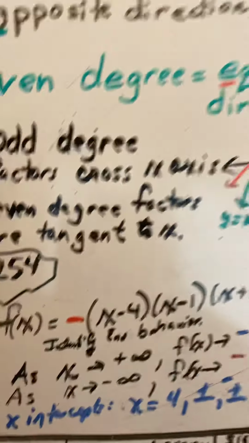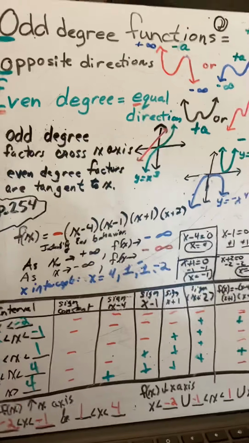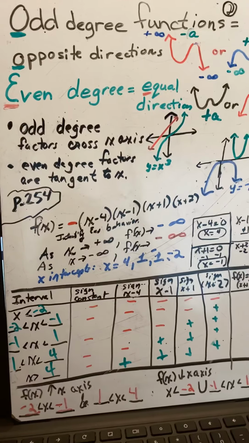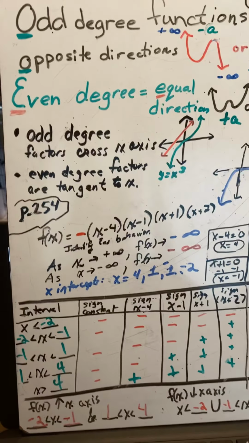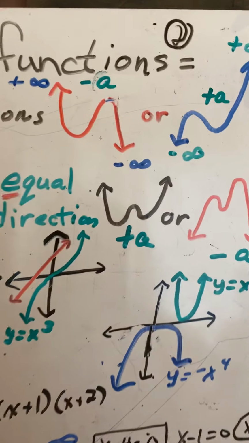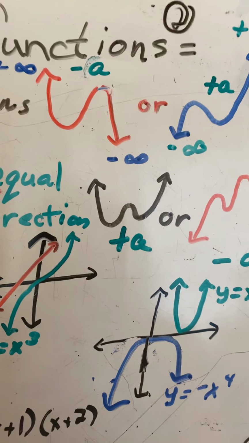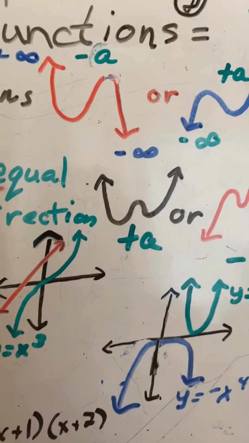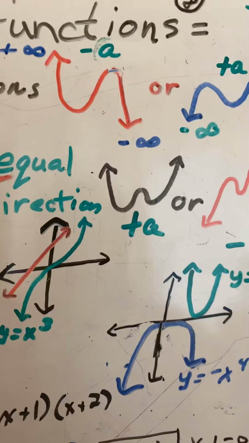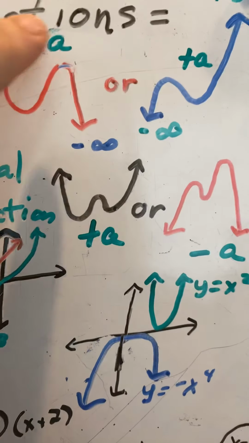Okay, here's where you have to fill in. So that was just sort of notes, if you will. So here's some things I need you to remember. Odd functions, opposite directions. Even functions, equal directions. So if it's an odd function, I have two quick pictures here for you. Odd functions, opposite. So if x is to the 3rd power or the 5th power or to the 7th power, 9th, 11th, any odd number, you're going to find that they go in opposite directions.